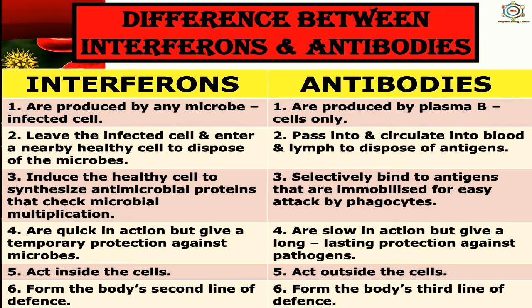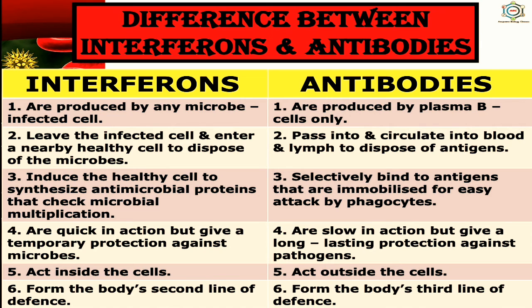Interferons leave the infected cell and enter a nearby healthy cell to dispose of the microbes, while the antibodies pass into and circulate in blood and lymph to dispose of antigens. Interferons induce the healthy cell to synthesize antimicrobial proteins that check microbial multiplication, while the antibody selectively binds to antigens that are immobilized for easy attack by phagocytes.